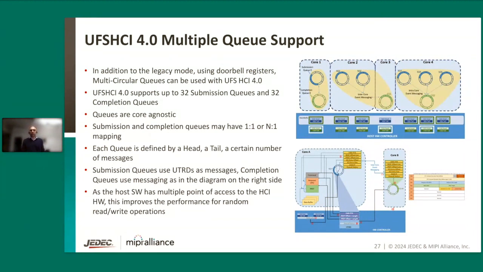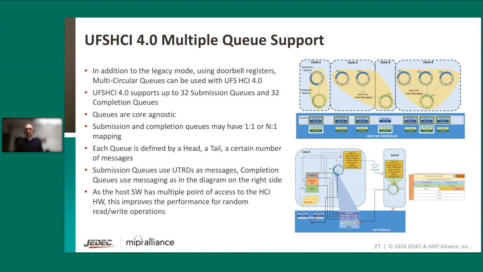A queue is defined by a head, a tail, and a certain number of messages, which are just normal UTRD messages, so the normal message structure that was and is still historically used in UFS. But in the case of the completion queues, a slightly different format has been introduced, but it does not have to be compatible with the older standard in this case. This provides the benefit that the host software has multiple points of access to the host controller interface hardware.